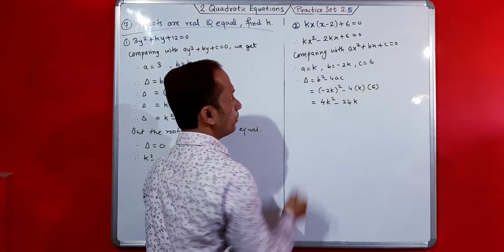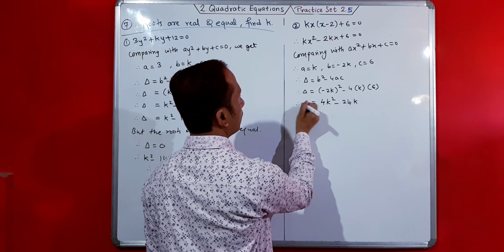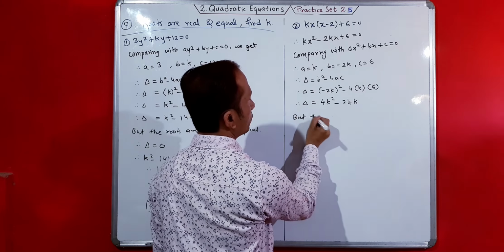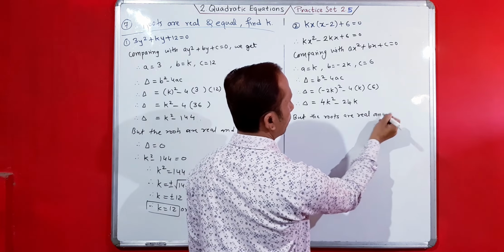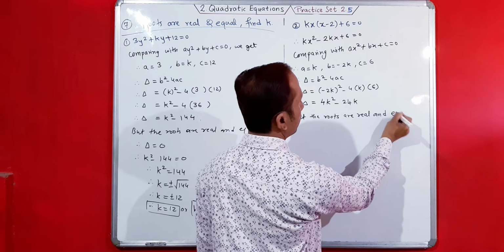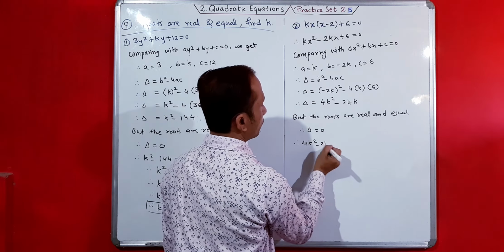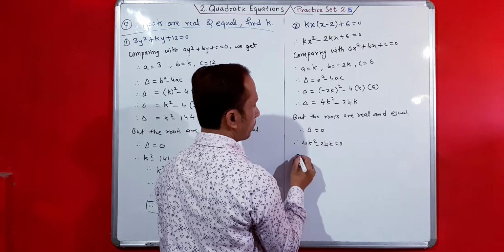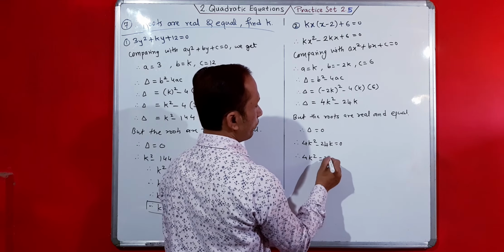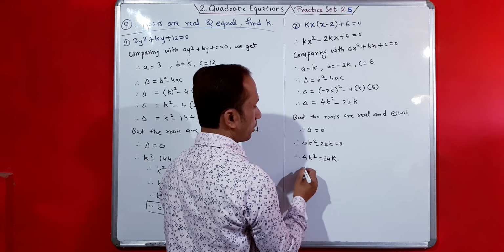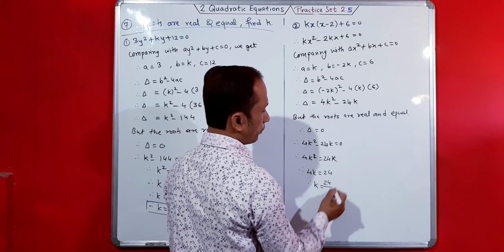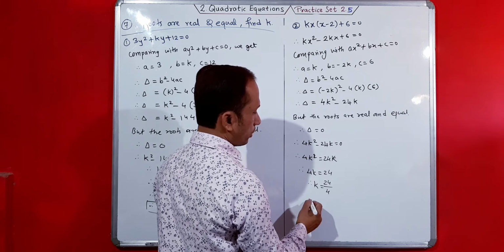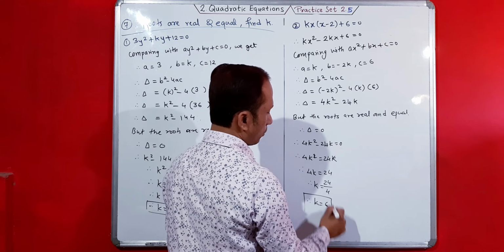You got this, but the roots are real and equal, therefore delta is equal to 0. Therefore 4k square minus 24k is equal to 0. Therefore 4k square is equal to 24k. So this k and this k get cancelled. Therefore 4k is equal to 24. Therefore k is equal to 24 divided by 4. So k is equal to 6. This is the value of k.